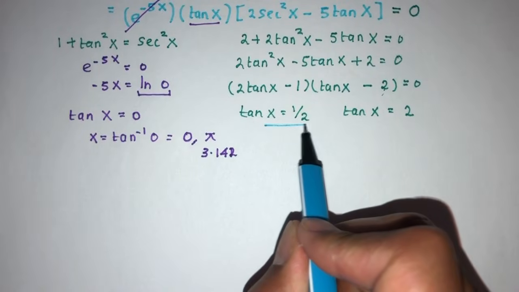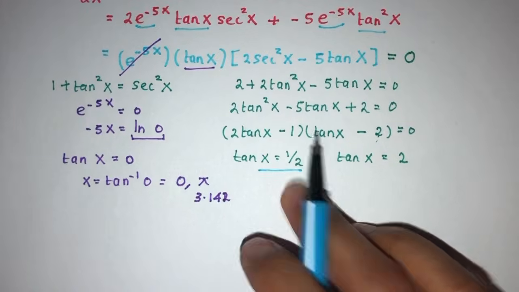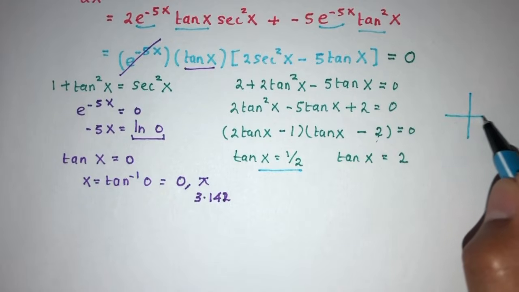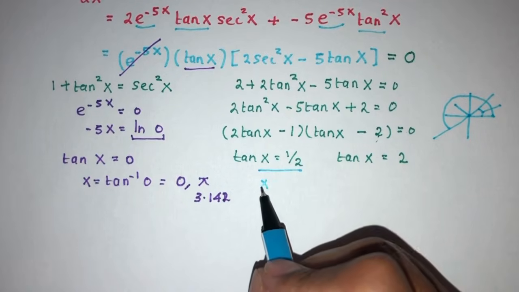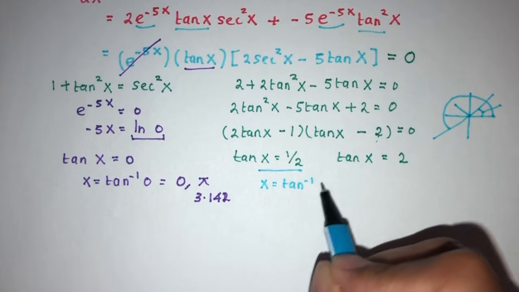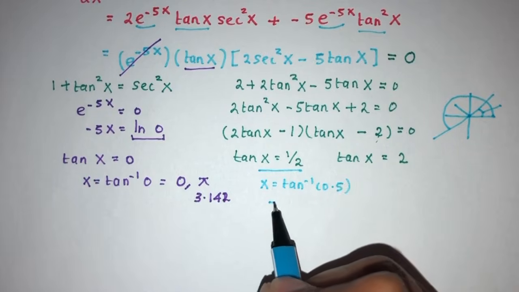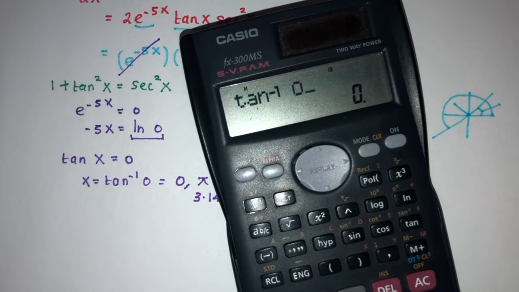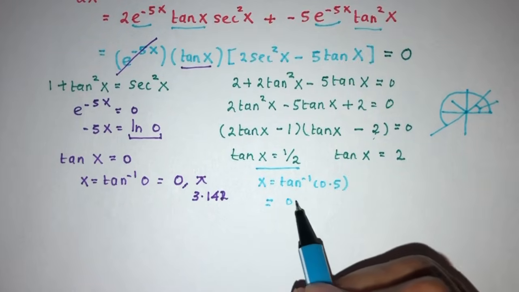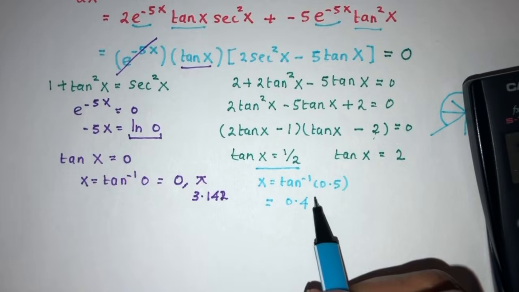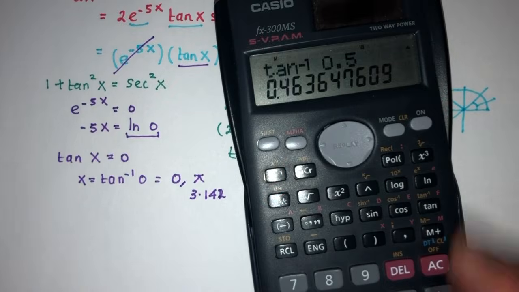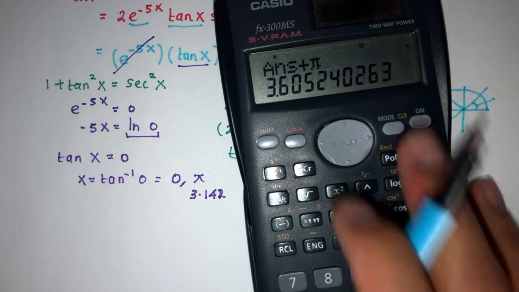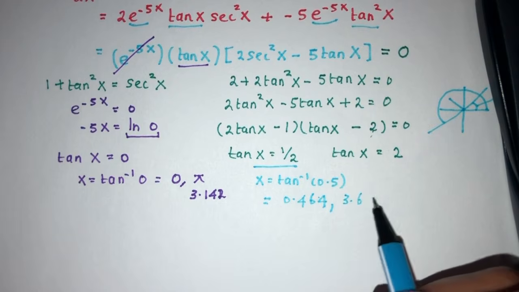So, how about this one? We understand it is a positive value. It will have to be in the first quadrant and in the third quadrant. So this is simply the value directly. X will be tan inverse of half. That will be 0.464, or in the third quadrant, plus pi, that should be 3.605.